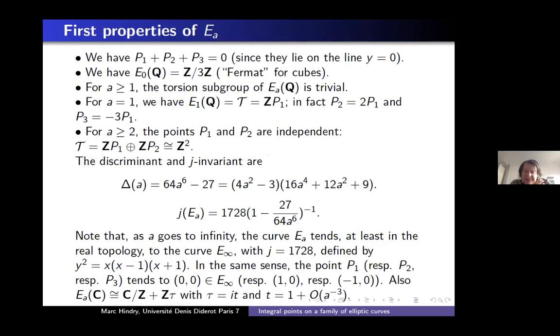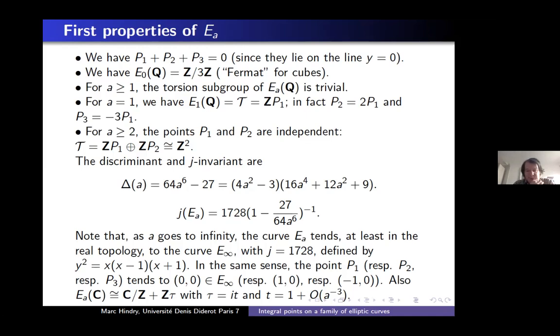Now, if we start studying the elliptic curves, there are 2 remarks, others that are a bit more complicated. The first one is that the sum of the trivial points is 0 because they lie on a line. I guess you know how the group law is defined on an elliptic curve, on a cubic: 3 points sum to 0 if they are on the same line. So the group generated by P1, P2, P3 is also generated by P1 and P2.